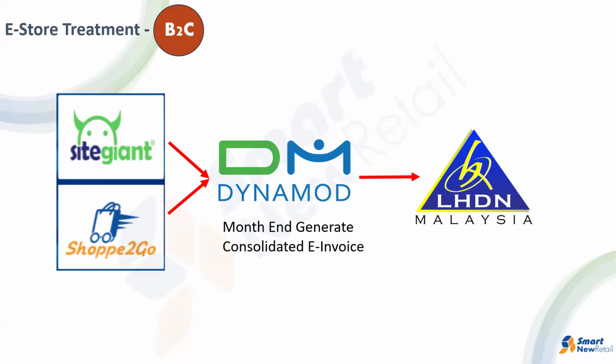What about Giant or Shop to Go? This is considered your web store. It's not a marketplace. It's your own web store. You manage all of it by yourself. So for this customer, at the end of the month you do a month-end consolidation, like how you do it for the POS cash sales consolidation. But this one is for the sales from the online store. So for this kind of online platform, you do have to submit to LHDN, because Giant and Shop to Go don't help you to submit the invoice directly. So you have to consolidate it and submit it yourself.